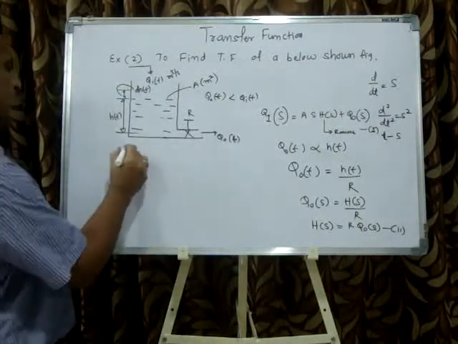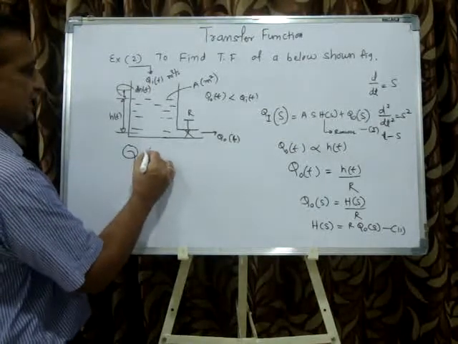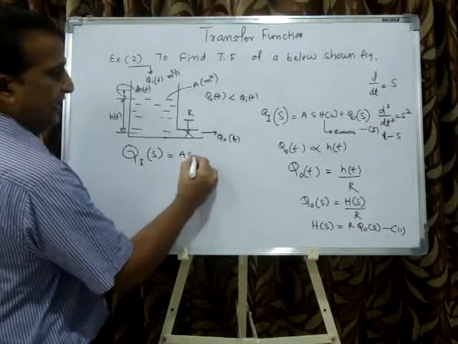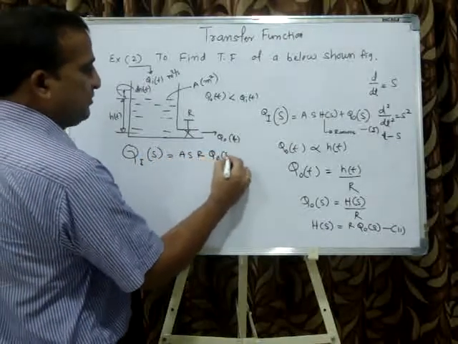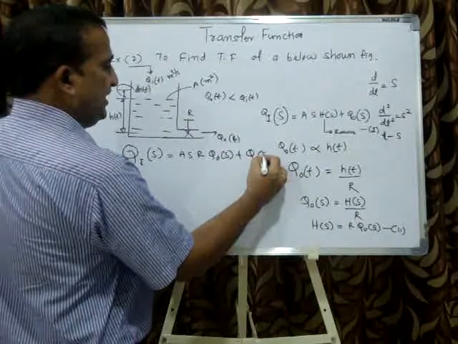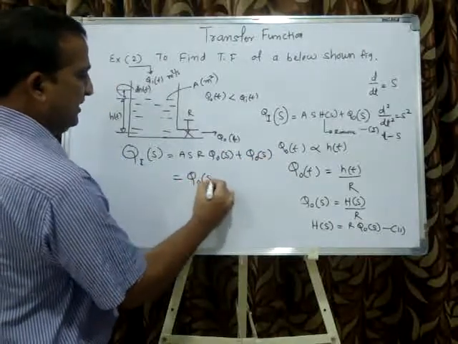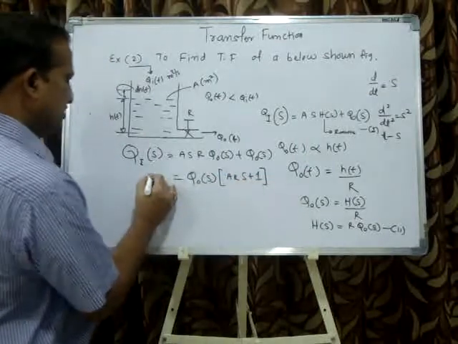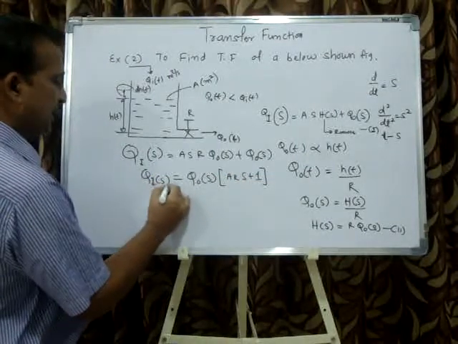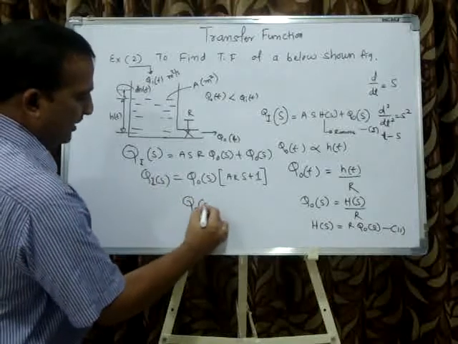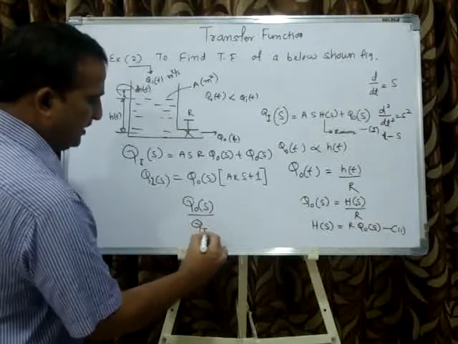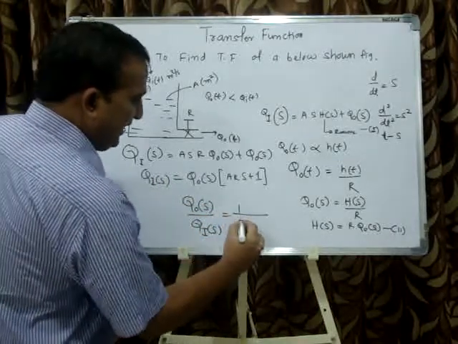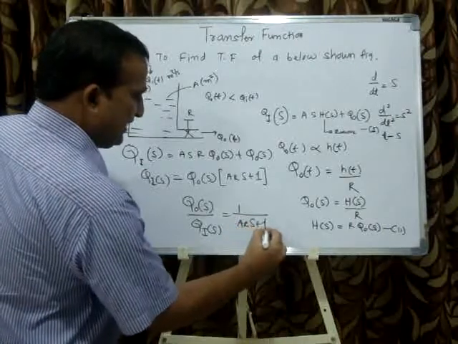Now I'll get Qi of S is equal to A, times S, times R Q0 of S, plus Q0 of S. Now I'll take Q0 of S common, that is (A R S plus 1). So this is Qi of S. Ultimately the Laplace of output divided by Laplace of input is equal to 1 by (A R S plus 1).